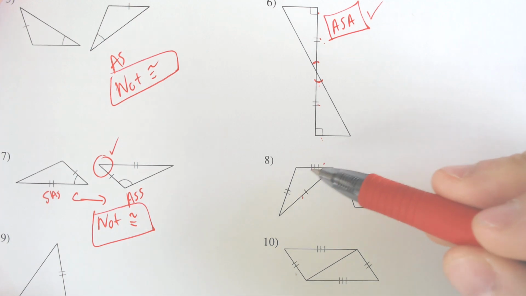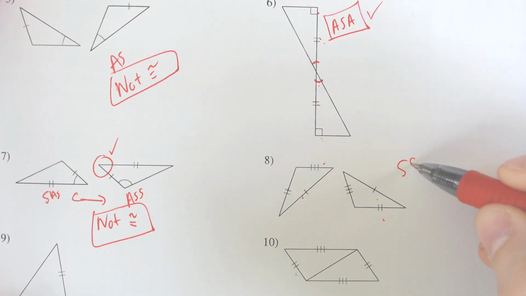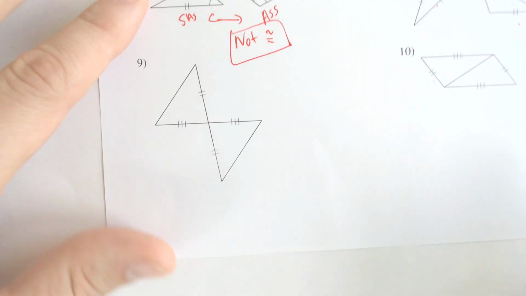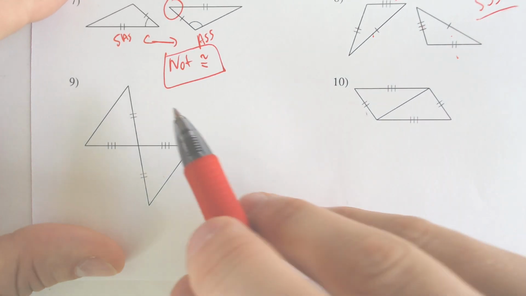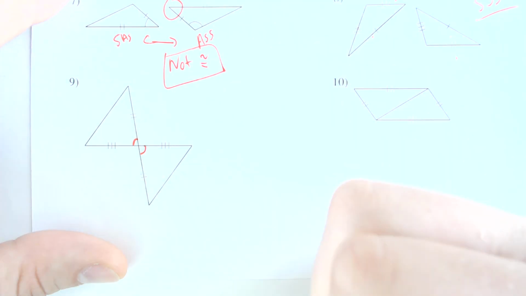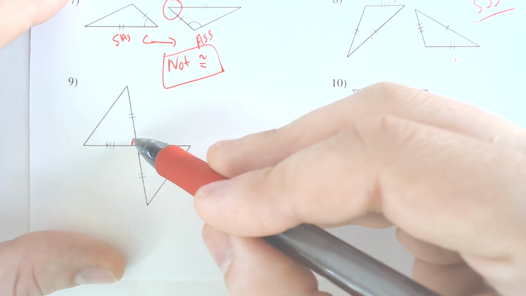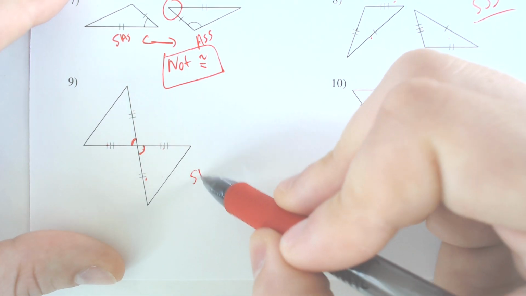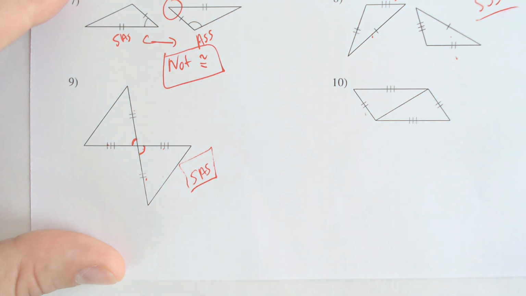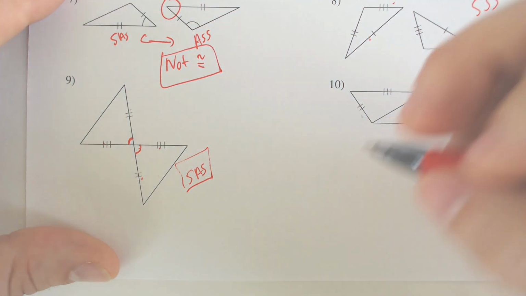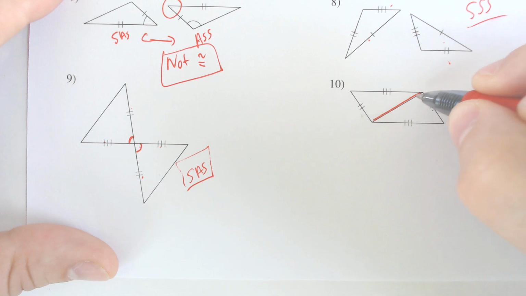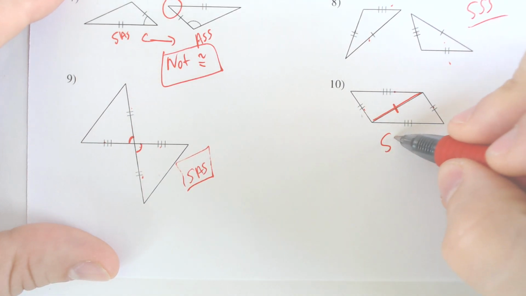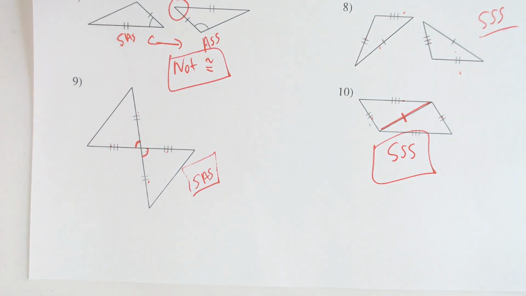Number 8, we got a side, a side, a side, a side, a side, a side. That is side, side, side if I've ever heard of it. Got a few more before we get to phase 2 of this lesson. This one we got vertical angle in between for number 9. We got side, angle in between, side. What about the bottom triangle? Side, angle in between, side. They are both side with an angle in between, so SAS. And lastly, number 10, we got this shared side right here. We have one side, two side, three side, one side, two side, three side. That is side, side, side congruency, my friends.